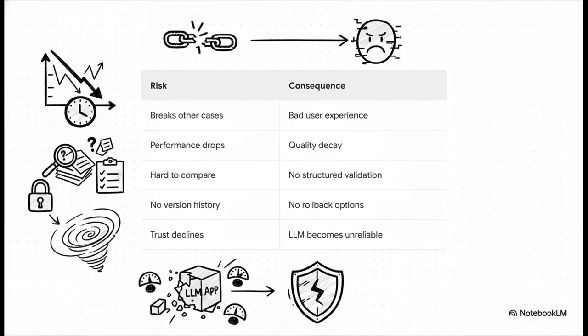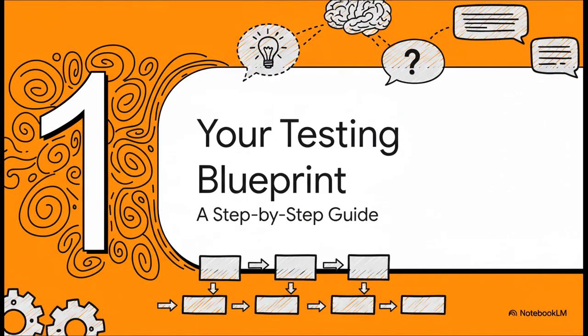And if you're not totally sold yet, just look at what's at stake. Skipping this step is not just a little risky, it's basically a recipe for disaster. You end up with a terrible user experience, the quality of your product just decays over time without you even noticing, and pretty soon nobody trusts your application anymore. This is a huge part of what we call LLMOps, managing the whole life cycle of these models professionally. Okay, so how do we actually do this? The good news is it's not as scary as it might sound. Let's just walk through the blueprint, step by step, for building a really solid testing system.